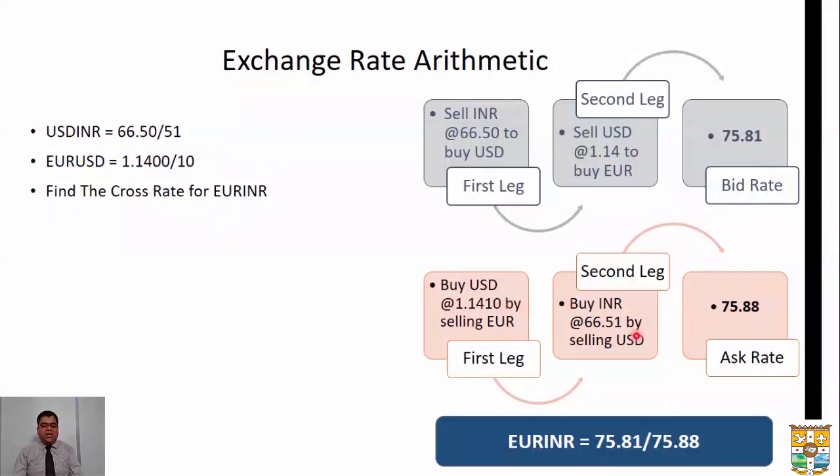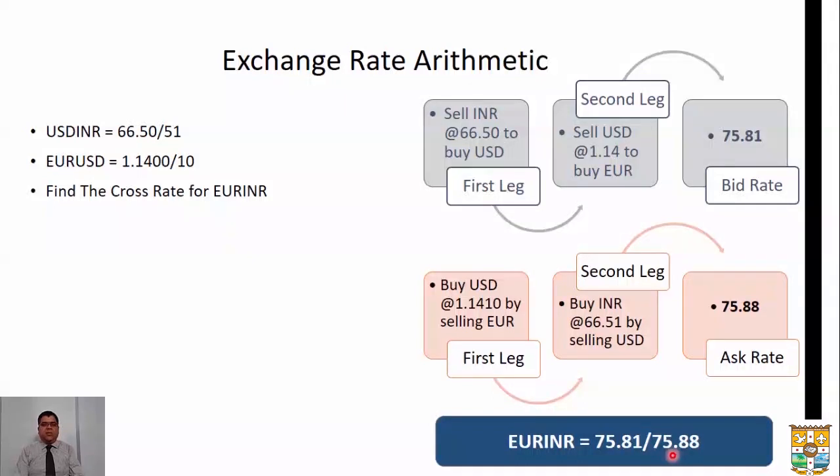So that is the rate that is given. We can multiply and we can come to 75.88. So the quote for Euro INR comes to 75.81 and 75.88. So the market maker would be quoting a bid rate of 75.81 and an offer rate of 75.88.